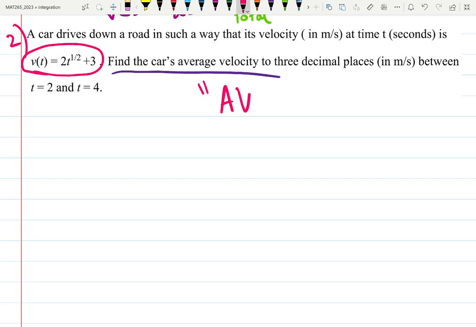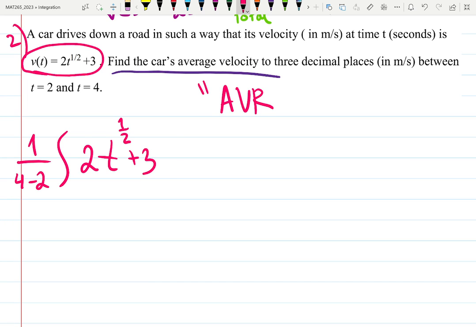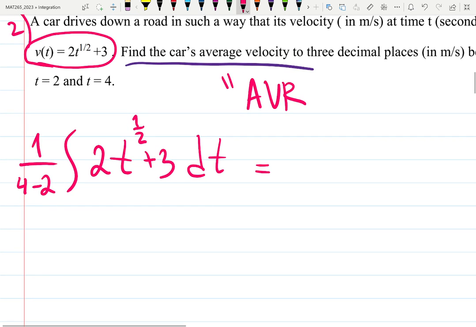That is chapter 5.3, part 2, average velocity, average function. So they want me to find integral of 2t to the 1/2 plus 3 over 1/4 minus 2. Don't forget dt, not dx this time. That's what they're asking. You see, we're not changing to acceleration or distance. Let's just wait until the end. Oh, it's not like we're changing to any other function.